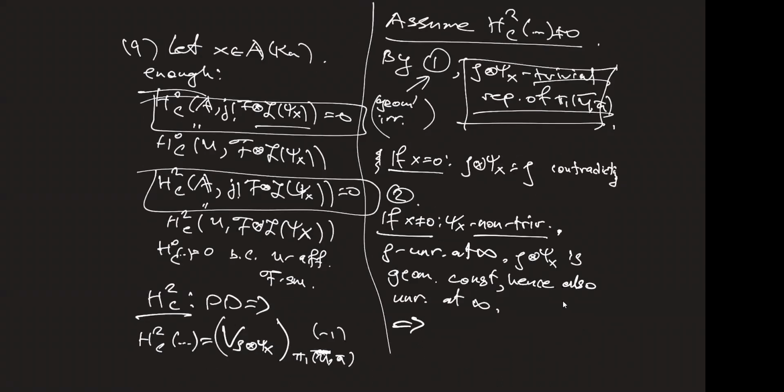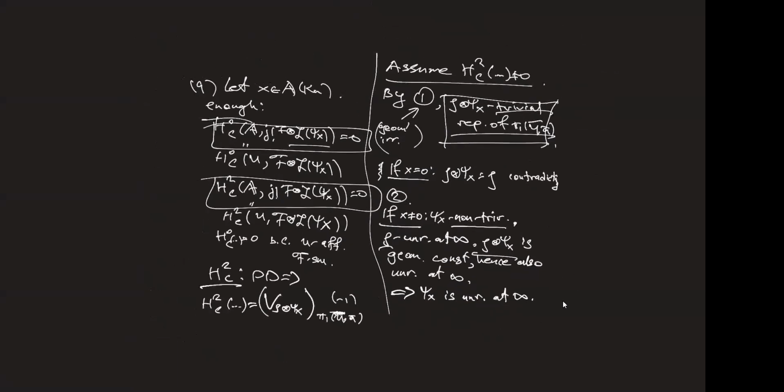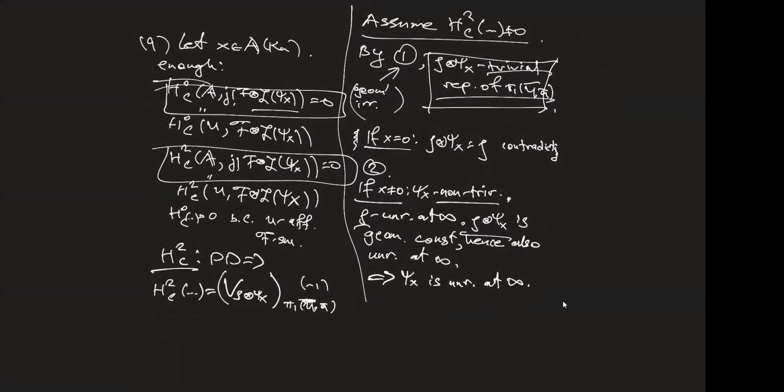So in any case, we get that rho is unramified at infinity, and rho tensor psi x is unramified at infinity because it's geometrically constant. So we get that psi x is unramified at infinity. Okay, and I'm claiming that this is a contradiction. And I think I want to explain by a diagrammatic manner.